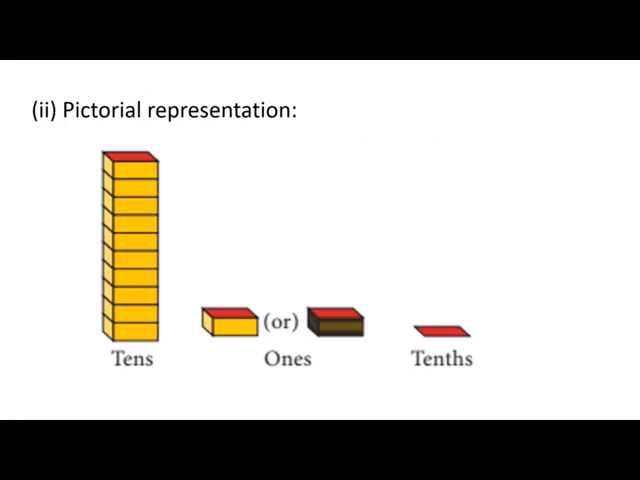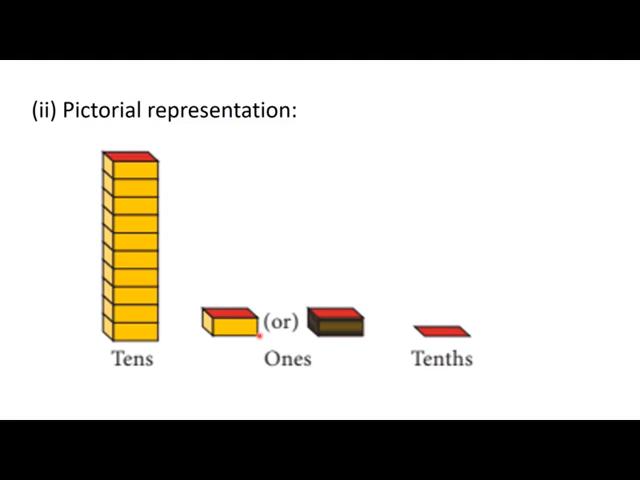Next one is representing decimal numbers in pictorial way, pictorial representation. We can denote tens place by 10 blocks, like 10 boxes, box shapes. 1, 2, 3, 4, 5, 6, 7, 8, 9, 10. For one value in tens place, you can draw these 10 blocks. Suppose if I am having 2 in the tens place, I have to draw 2 blocks like this.